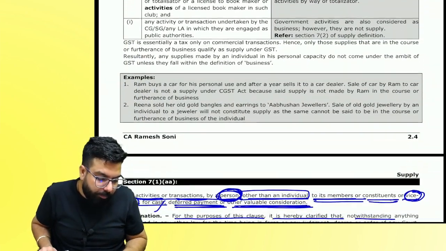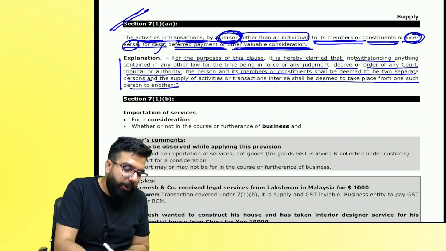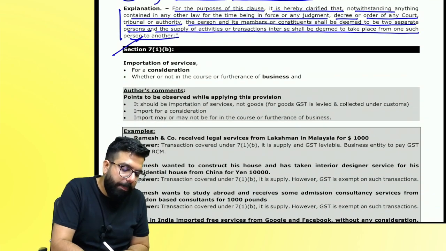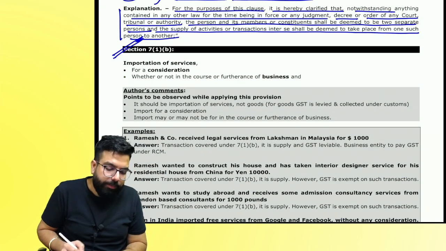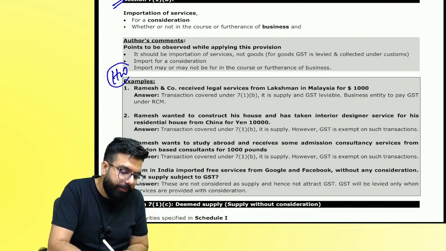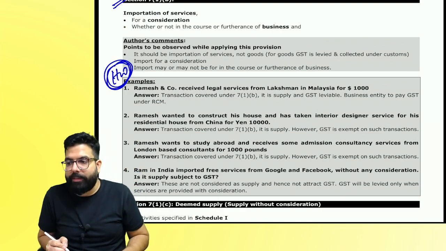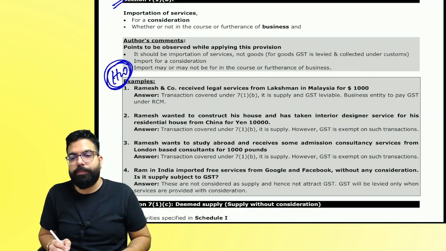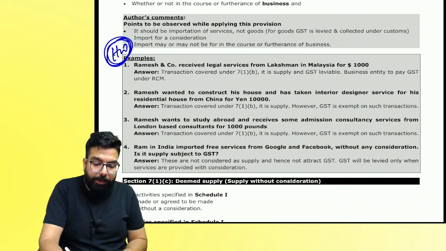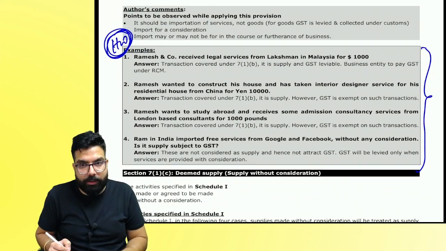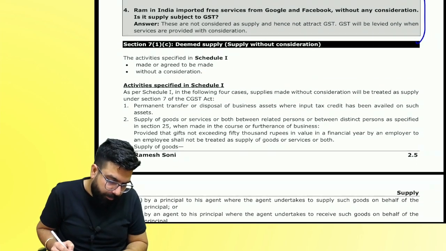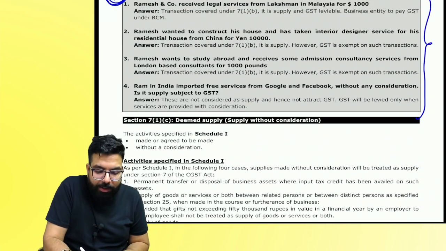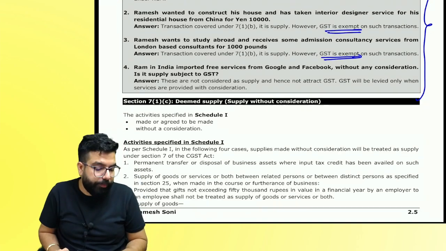Next. Did we read 7(1)(aa)? Did I teach you 7(1)(b), importation of service? These examples are your homework today. You will read them at home. All the examples you will see we have already spoken about in class. A little bit you will not understand. GST is exempt, which I will talk about tomorrow.